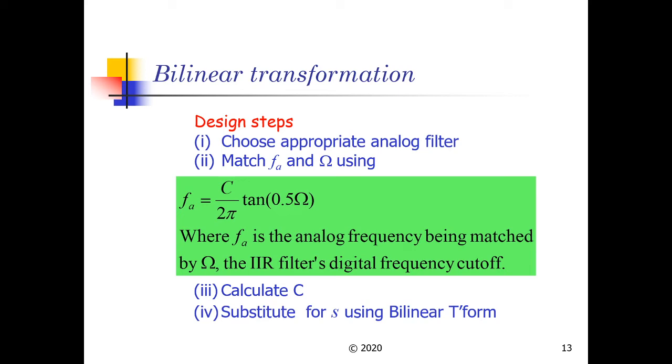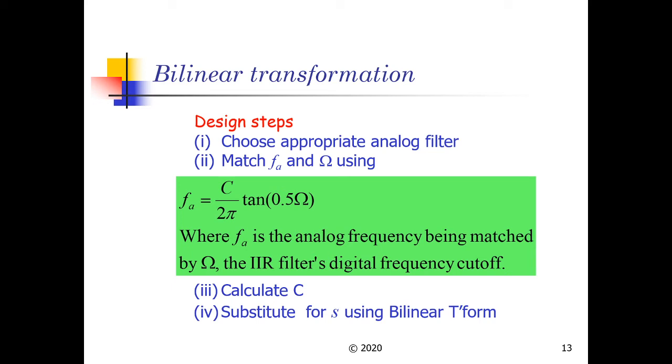So in doing the bilinear transform, the general steps are that we need to choose the appropriate analog filter, and then we match the analog frequency and the digital frequency using the f(a) equation here for the low pass to low pass versions. So this is for the analog low pass to a digital low pass version. We calculate for C accordingly, and then we substitute for s using the bilinear transform to get it in terms of z.